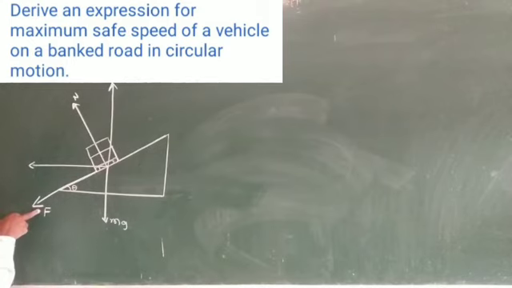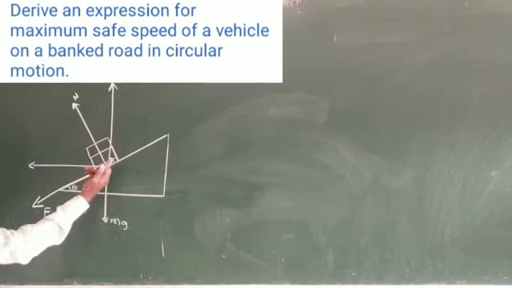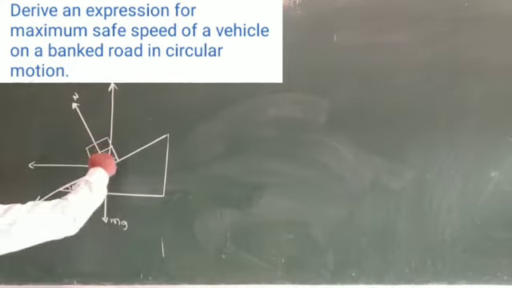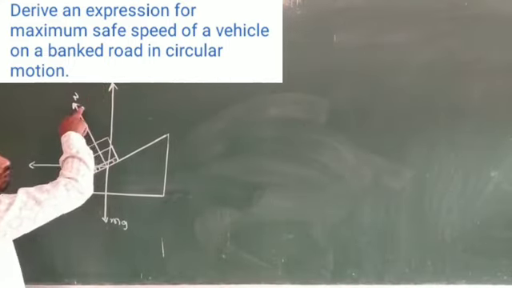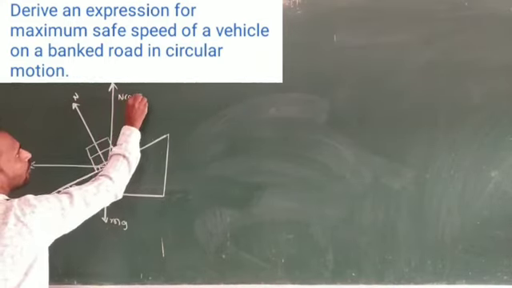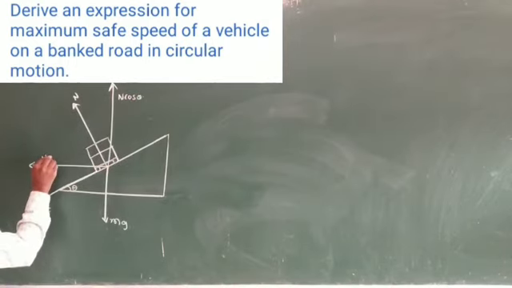To calculate the frictional force, here also we require two rectangular components, one along the x-axis and another along the y-axis. So there are two rectangular components for the normal reaction and two for the friction also. The rectangular components of the normal reaction are n cos theta along the y-axis and n sin theta.